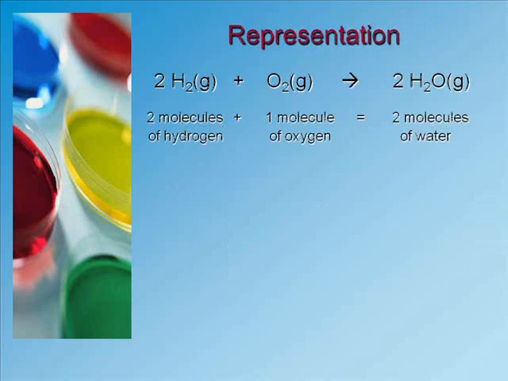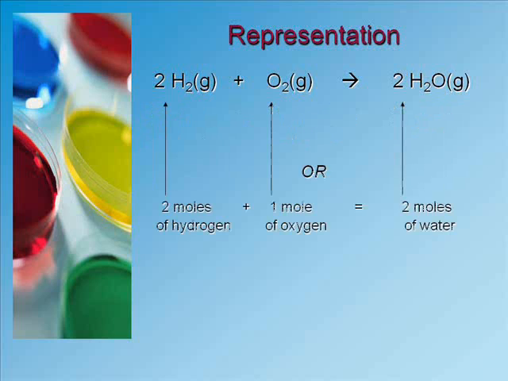A chemical equation can be thought of as being a recipe for a reaction. In this particular example, we have 2 molecules of hydrogen reacting with 1 molecule of oxygen to form 2 molecules of water. The coefficients in the balanced chemical equation can also represent the ratio of the number of moles that react. You can also say that 2 moles of hydrogen molecules would react with 1 mole of oxygen molecules to produce 2 moles of water. So the coefficients can represent the number of molecules that react. The coefficients can also represent the number of moles that react.